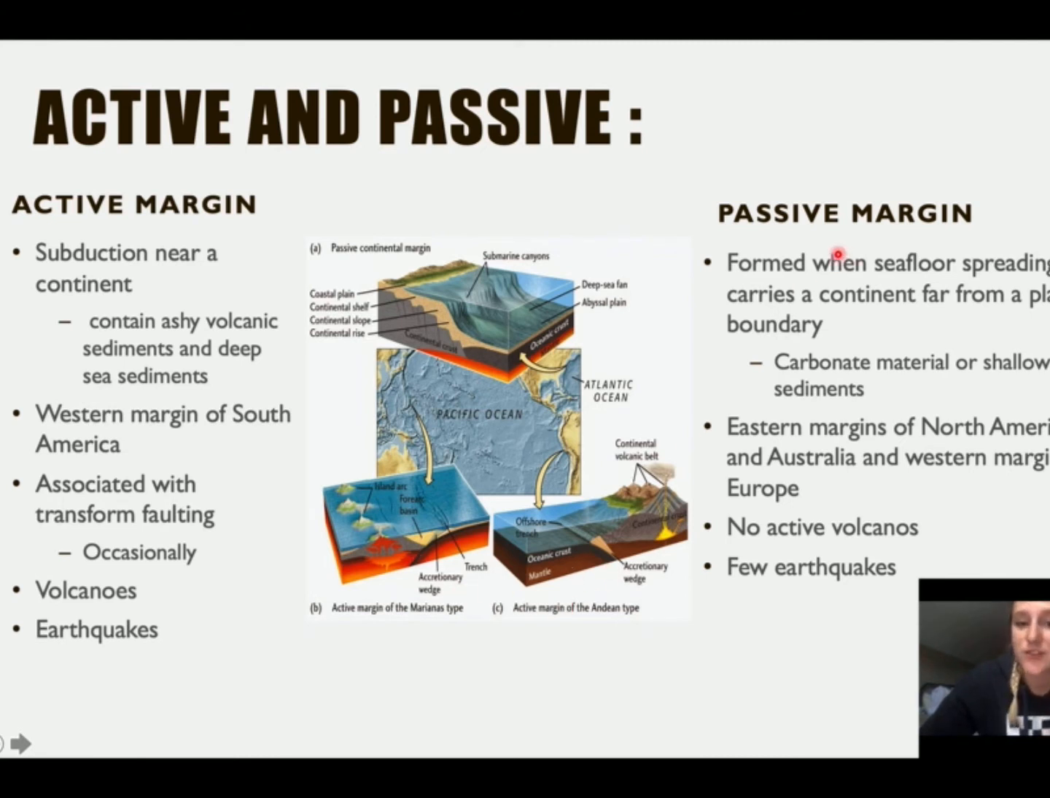A passive margin is called passive because it is not geologically active. There are no active volcanoes, and most earthquakes that occur here are very random and sporadic. They're not very active, or you can't have them in a sequence. And that is labeled here at the top.